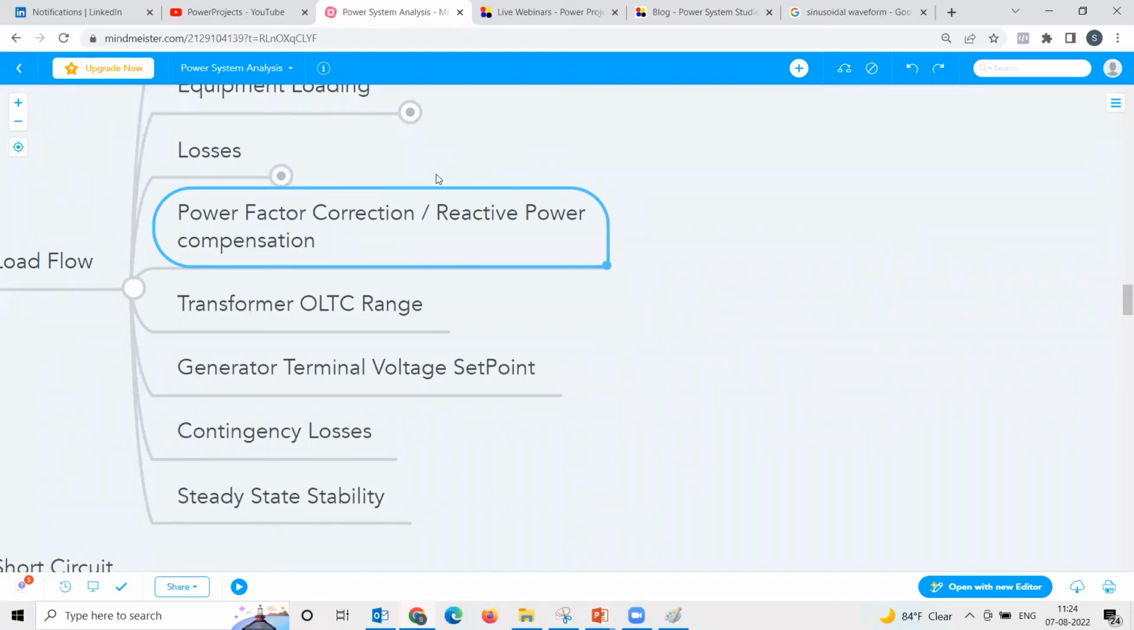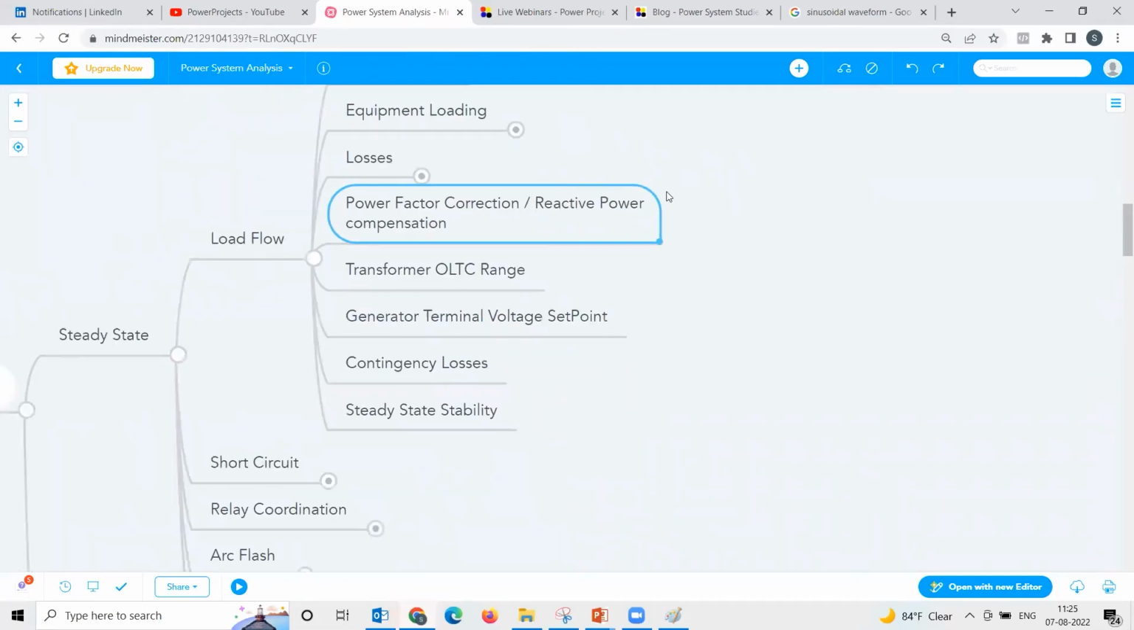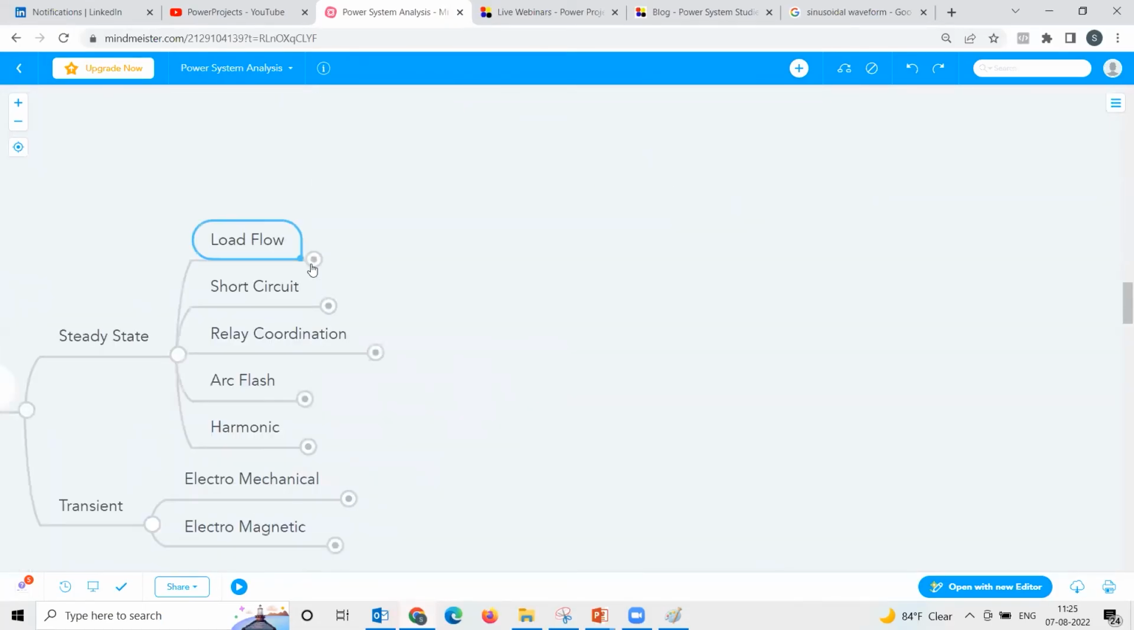So it can be used for power factor correction. It can be used for transformer OLTC range, generator terminal voltage set point, especially for cogeneration plants, contingency analysis, and steady state stability. These are all the different outcomes of a load flow. Load flow is a steady state analysis.